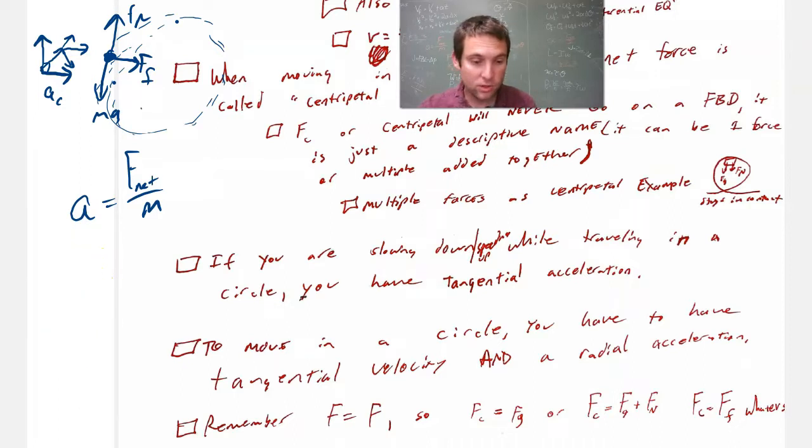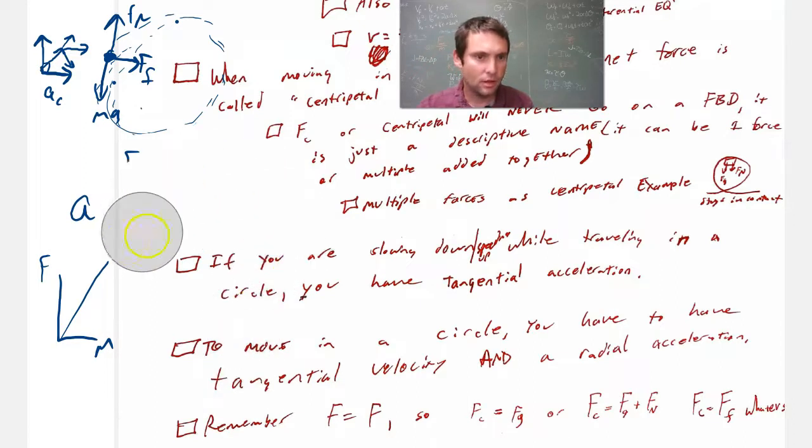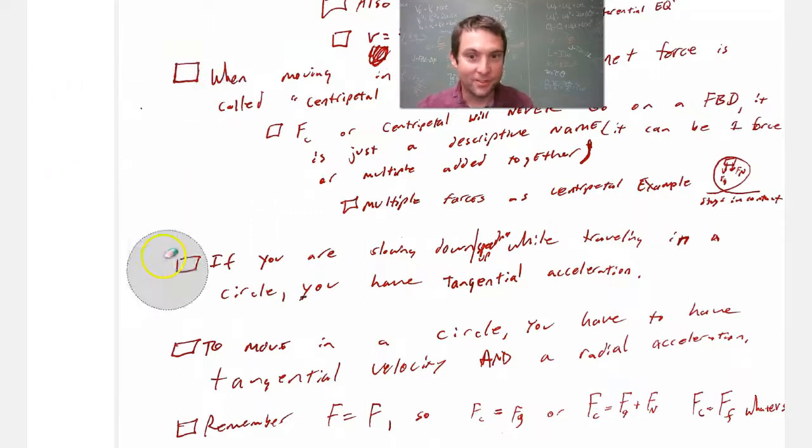If you were to draw or be given an F over m graph, we're dividing the axes. So that means the slope of this line is going to give us our acceleration at any given time. If we took something and we were multiplying the two axes, like x equals vt, so let's say we had a velocity versus time graph, if we're multiplying those two, then that means we're looking at the area under the curve. Want to make sure we cover everything here.